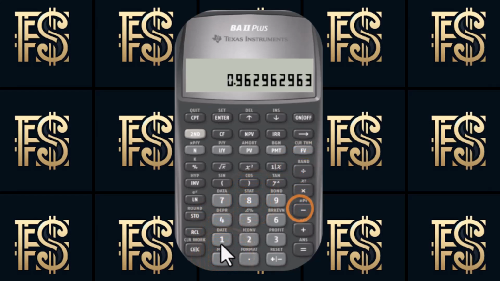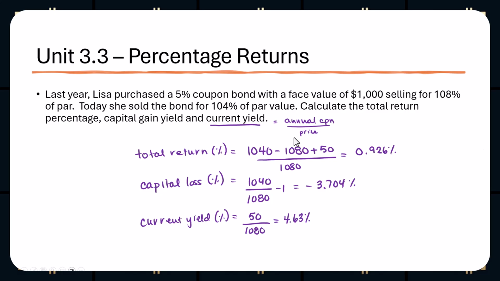We'll subtract 1, and we see that she has a capital loss of 3.704%. Last up, we'll take her coupon income or interest income and divide it by the price she paid, and that is the current yield on her bond investment of 4.63%. So we did in fact confirm all of these numbers on the slide, and they are correct.